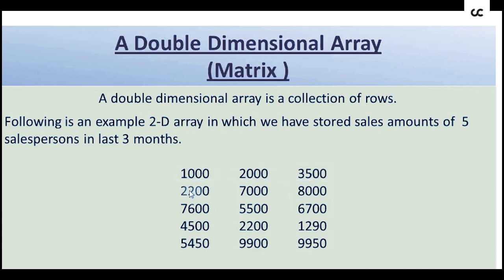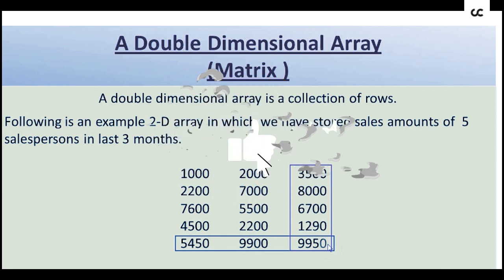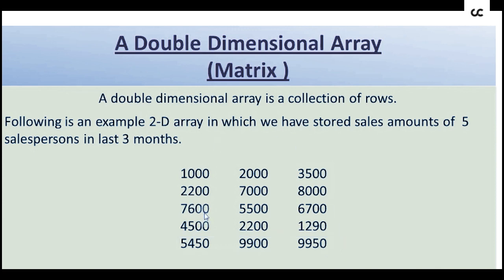Now we will switch to the next row. The next row pertains to the second salesperson. So this value 2200 represents the sales amount of the second salesperson in the first month. 7000 is the sales amount of the second salesperson in the second month, and so on. Now I go to the last element 9950, which is just a sample value. This element represents the sales amount of the fifth salesperson in the third month. So this is how we can use 2D arrays.